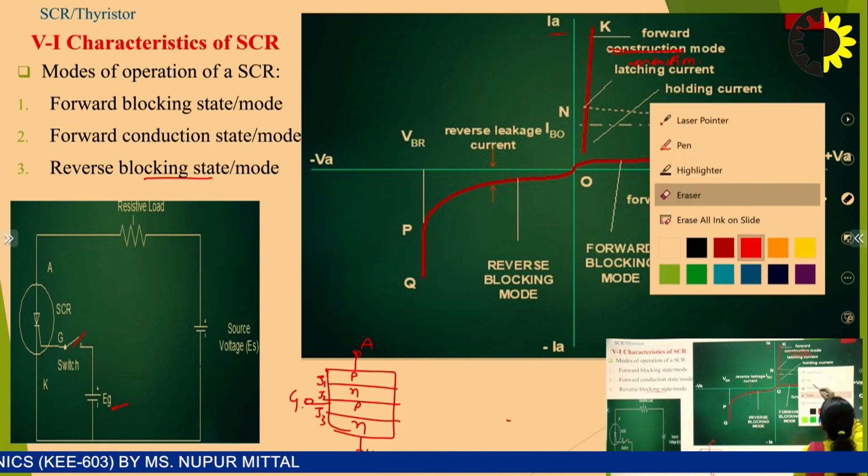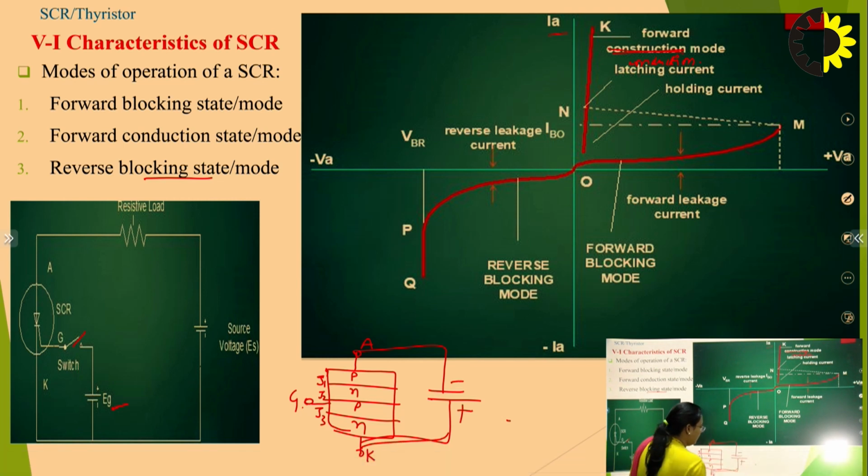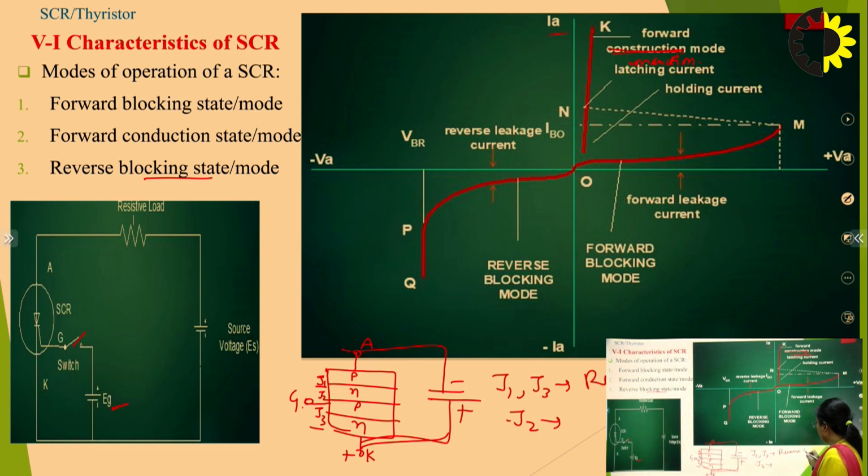Reverse voltage means the anode must be negative and the cathode must be positive. So junctions J3 and J1 will get reverse biased here, and only junction J2 will be forward biased. Because of this reverse biasing of junctions J1 and J3, no current will flow from anode to cathode or from cathode to anode.